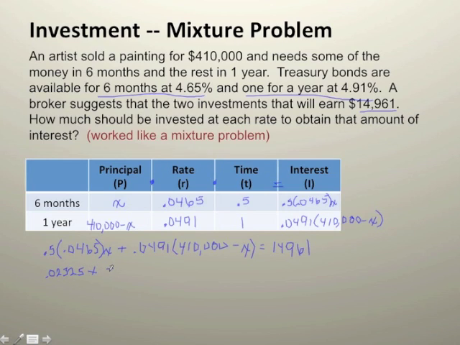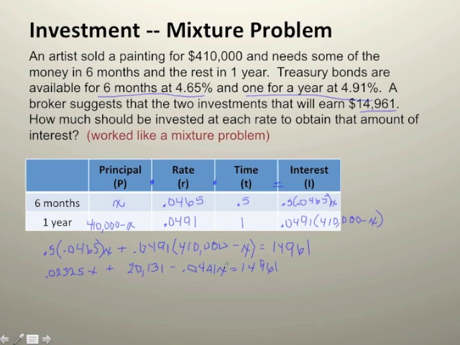0.02325x plus, multiplying these numbers gives me 20,131 minus the 491 10,000ths X. That equals our 14,961.